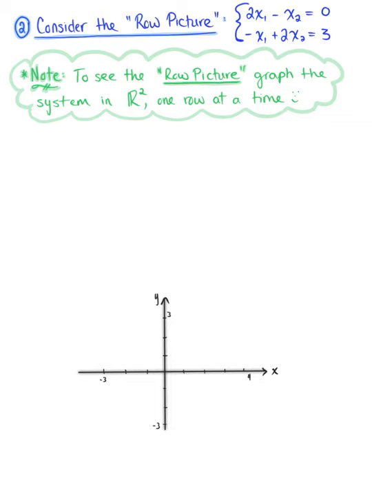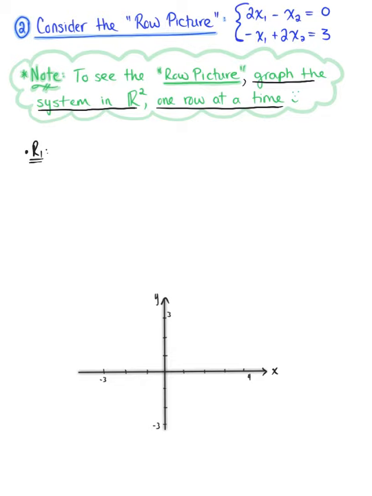Here we are about to consider the row picture of our system in R2. When I say row picture, I literally want you to look across the rows, 1 row at a time. To see the row picture geometrically or graphically, all that we need to do is graph the given system in R2, 1 row at a time. In other words, to see the row picture, we simply need to sketch the line that represents the equation in each row. So here we go, row number 1.